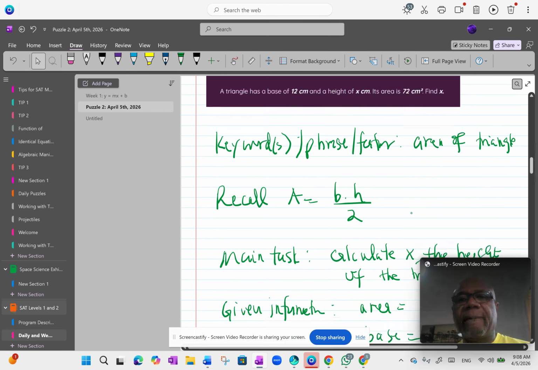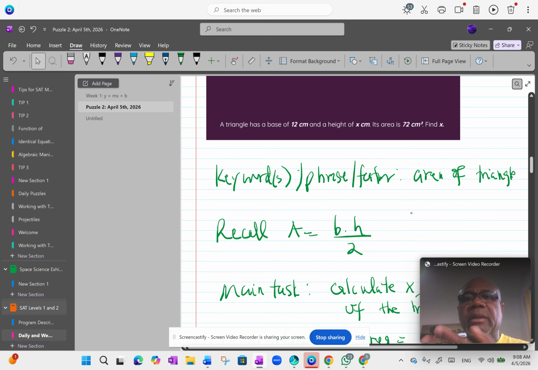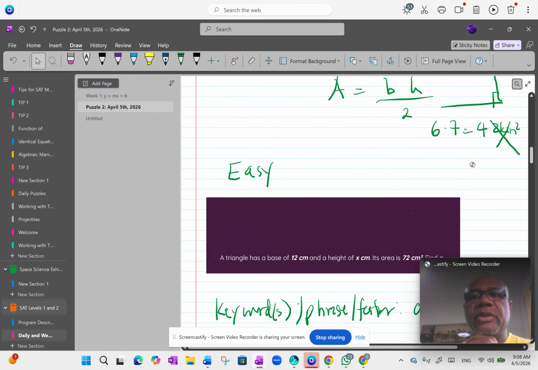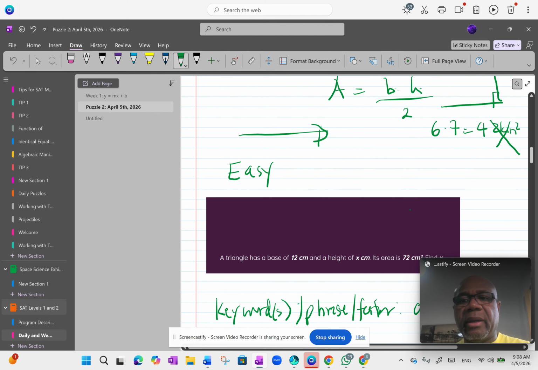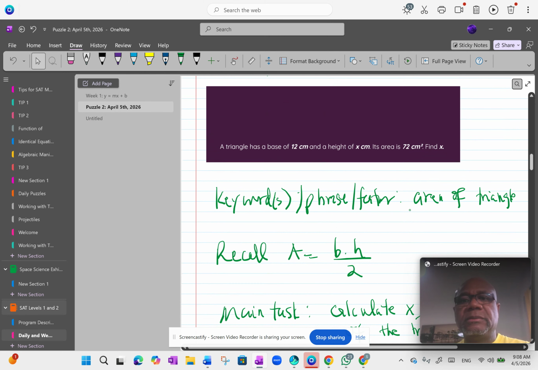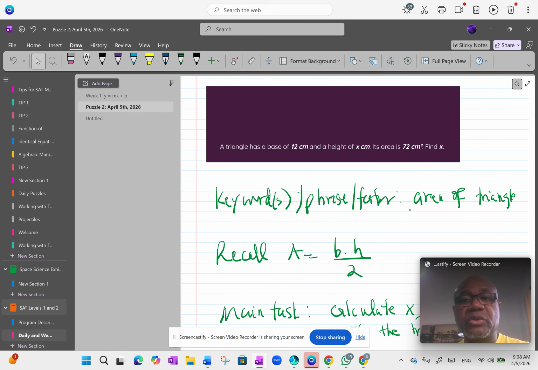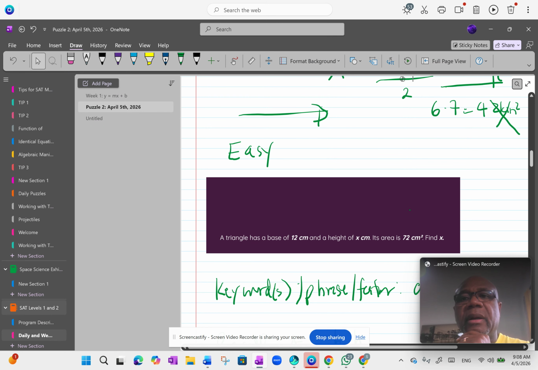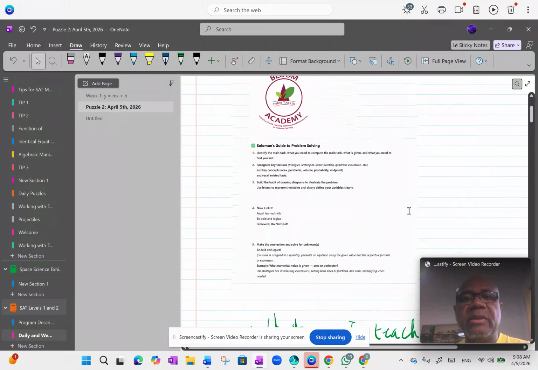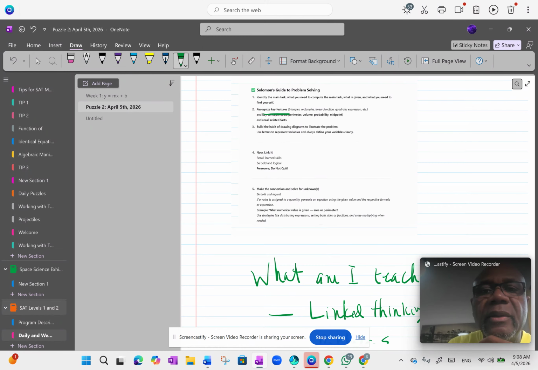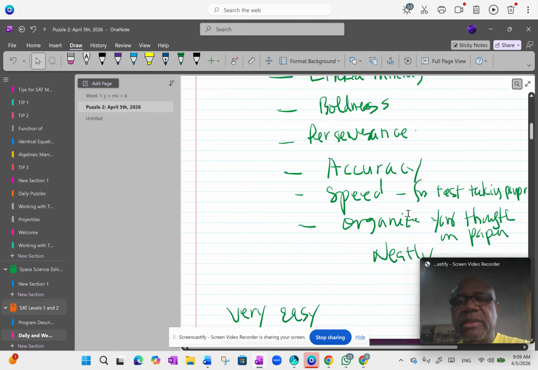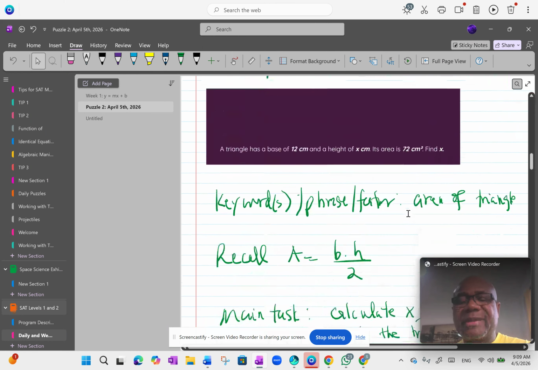Here it's still a triangle. Now, you're used to working forward. That means you're given the base and height, and then you calculate the area. But here, a part of it is missing. This time it's not the area, so read the question well. And what does Solomon's Guide tell you? Always use key features, phrases, and keywords as a guide to understand the question.